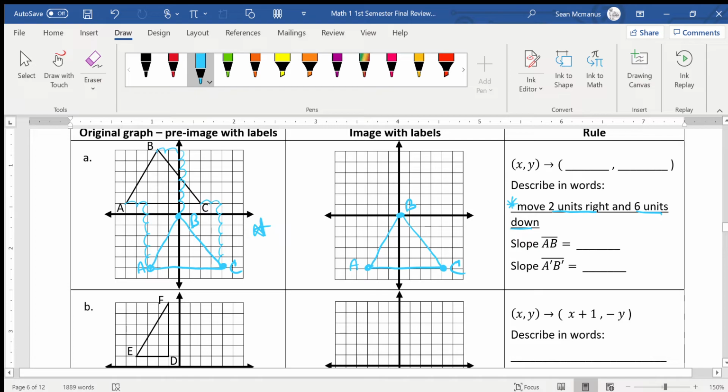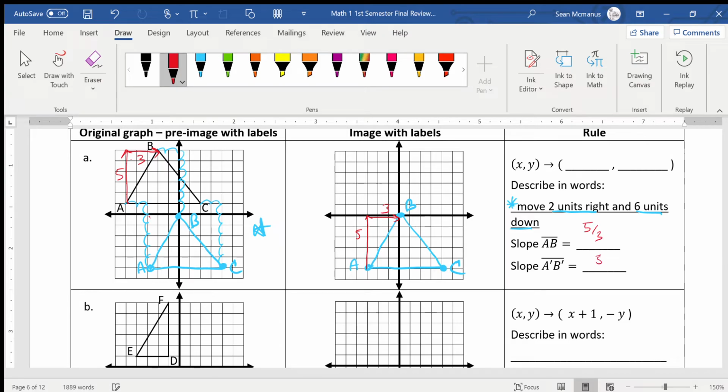Okay, so we moved it over. What's the slope of AB? If I look at the original, I guess the original's up here. So look at the slope of AB. A to B, it goes up 1, 2, 3, 4, 5, and to the right 1, 2, 3. And if I look at the new one, it goes up 1, 2, 3, 4, 5, and to the right 1, 2, 3. So the slope was 5 over 3, and the slope was 5 over 3.